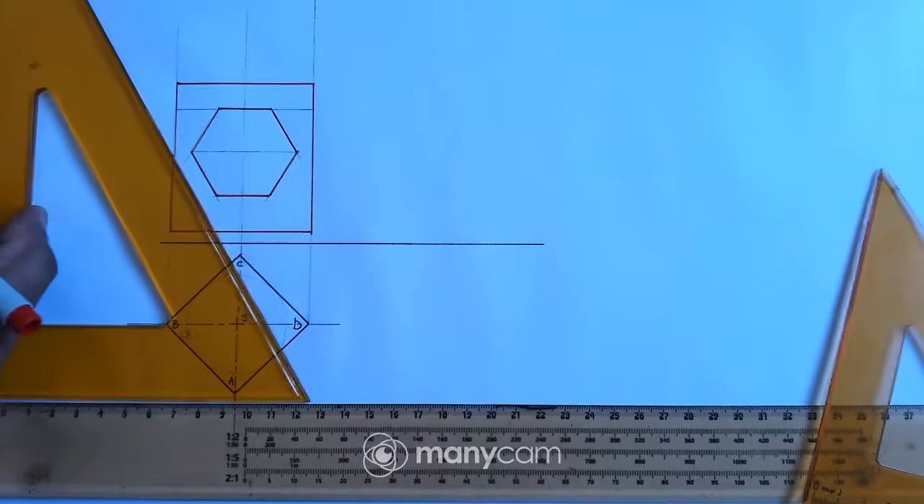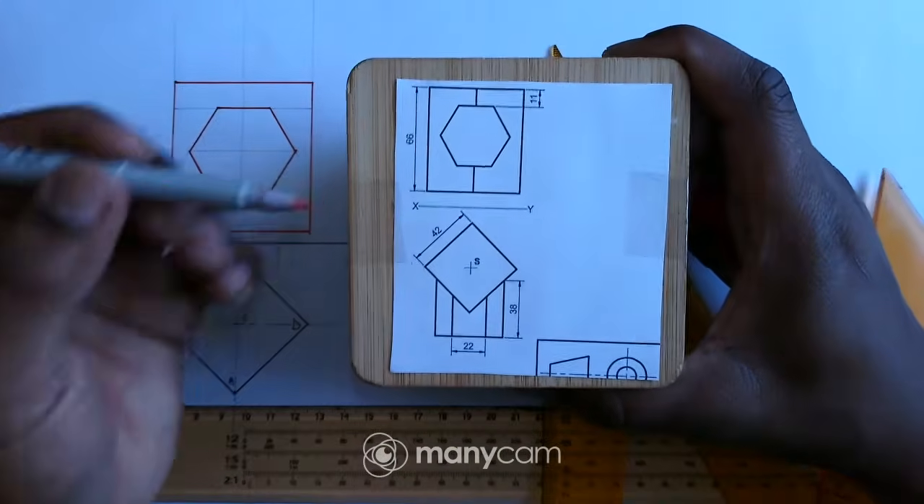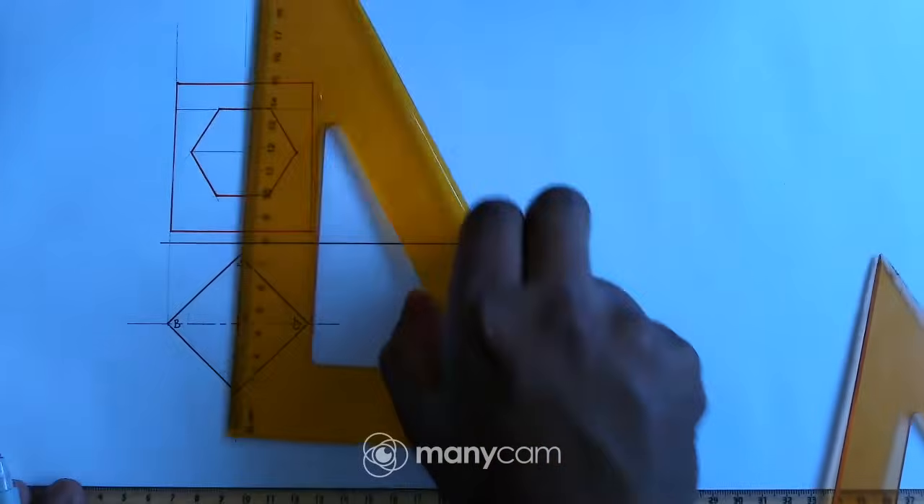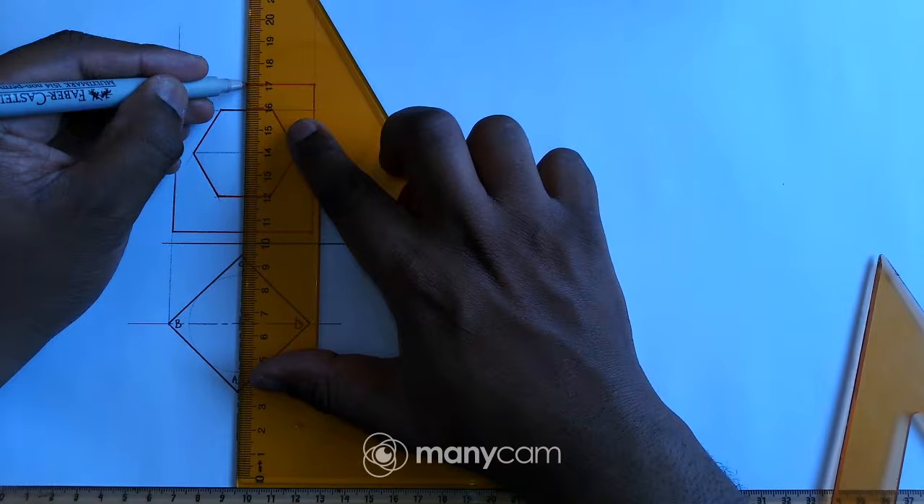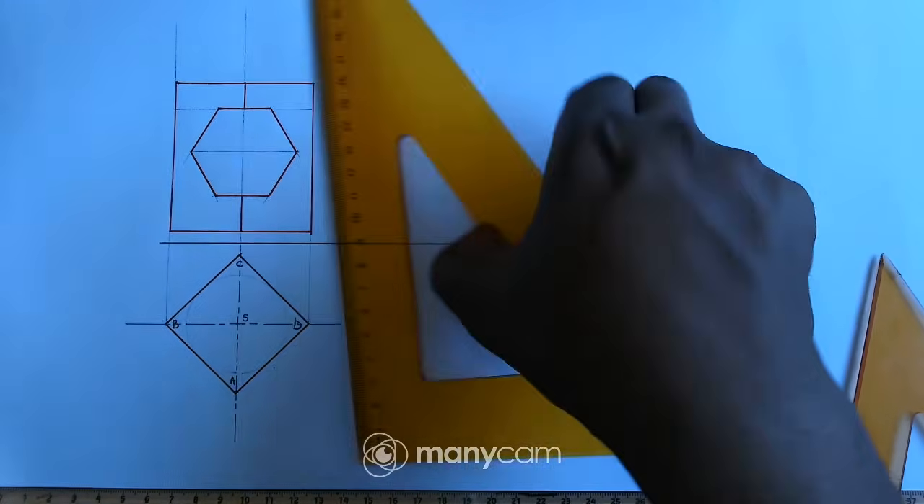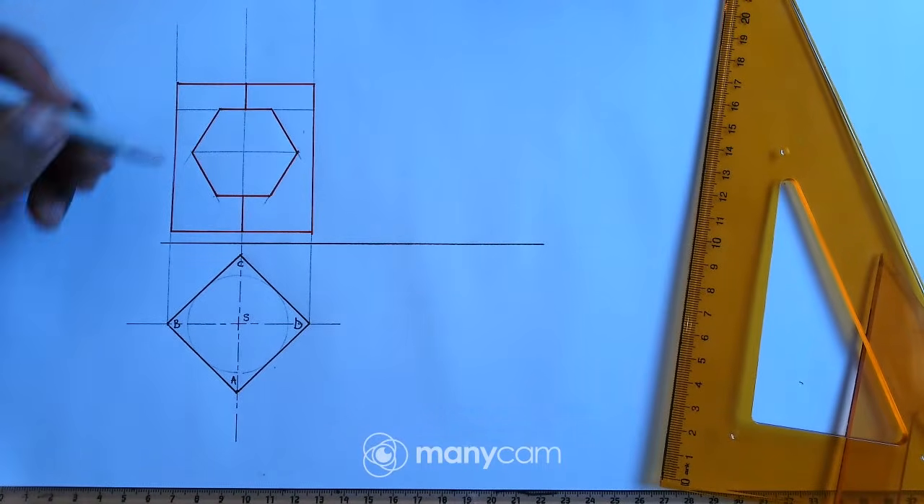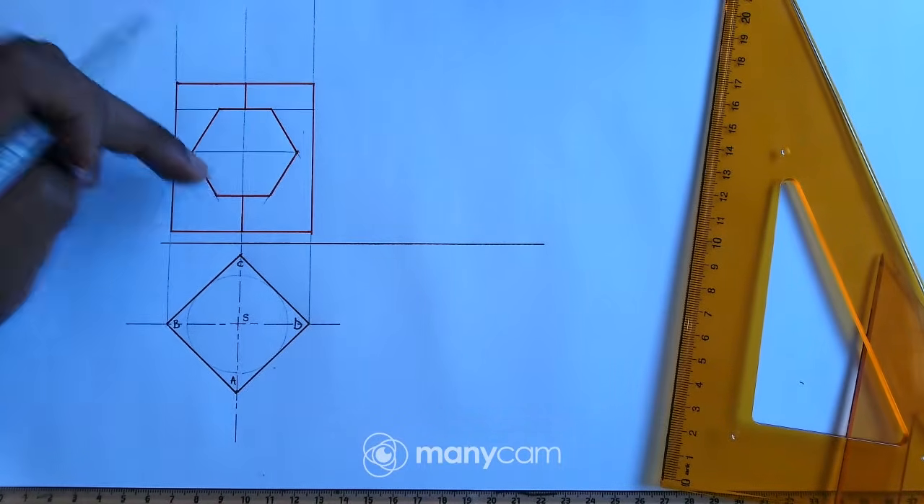Just like that. And then now I can just complete my front view by adding those two lines there. Alright, so I'll draw a line there and right there. Okay, so this is the complete front view. So now I'll just label the points for the hexagon there.